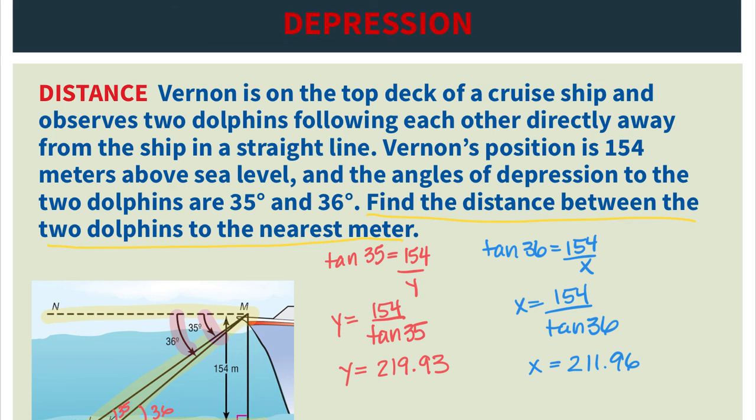It says find the distance between the two dolphins to the nearest meter. So I'm going to subtract. To the nearest meter, I'm going to do 220, because this rounds to 220, minus 212, because this rounds to 212. And that is equal to 8. So they are 8 meters apart. And that's it.